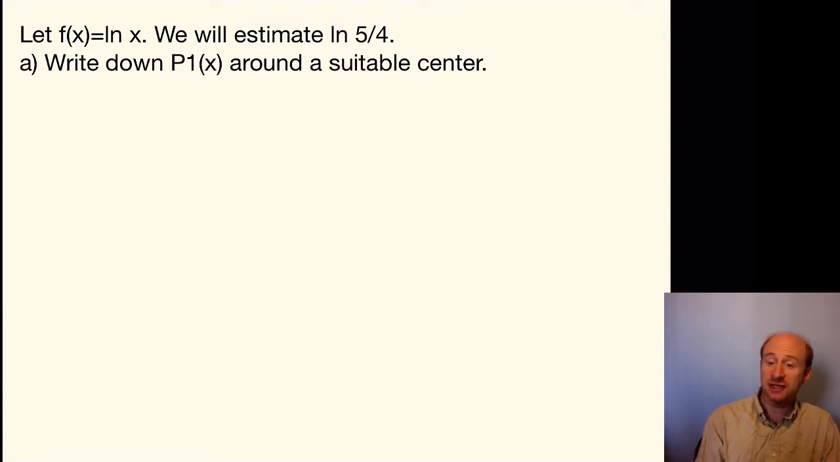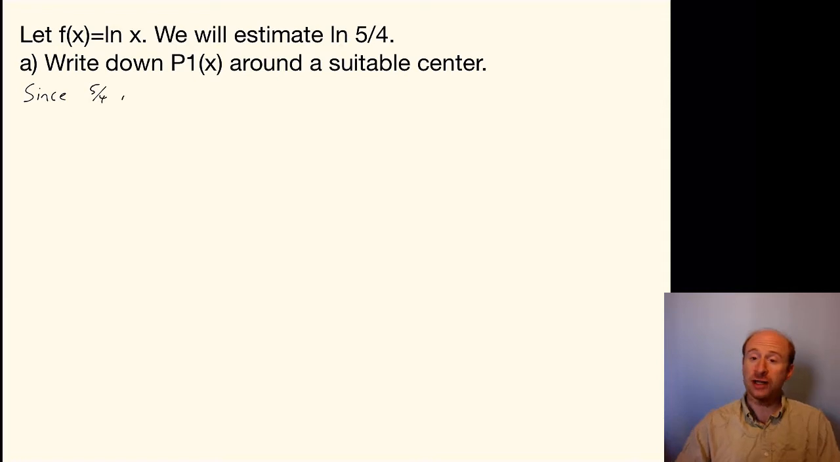We need to find a suitable point to center our Taylor series at. Often 0 is a convenient place, but log of 0 is not a convenient value. 5/4 is near 1, and 1 is a convenient value for the natural log, because natural log of 1 is 0. So we'll take a equals 1. We'll center our Taylor polynomial on a equals 1.